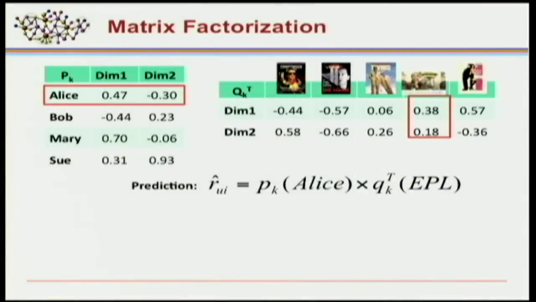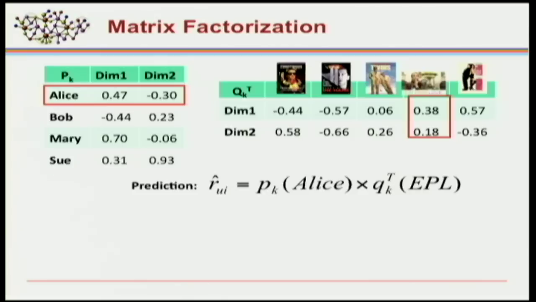You can see, for example, in this quick example, let's say that these are the two factor matrices. In this case, we have two factors, so two dimensions. The movies are represented in terms of these two dimensions, and that's the Q matrix. And the P matrix is also represented in these two dimensions. And then you can get a prediction, let's say, for Alice and a particular movie, Eat, Pray, Love, in this case, by just doing this dot product.